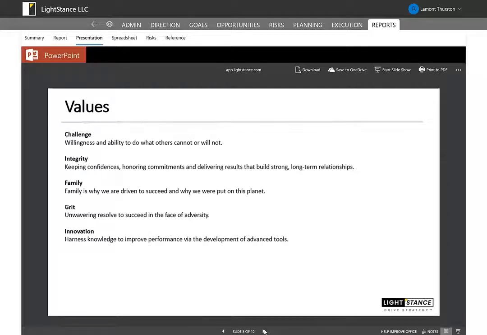It's simple to use, it's robust in its functionality, and it really does deliver consensus and ownership of a strategic plan to help drive your company forward and help you work through very adverse times.